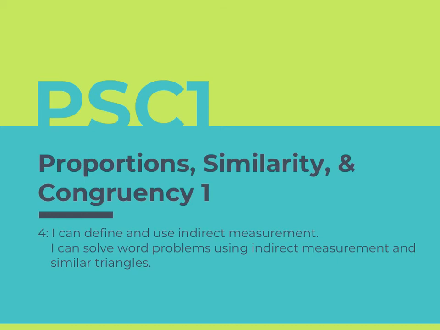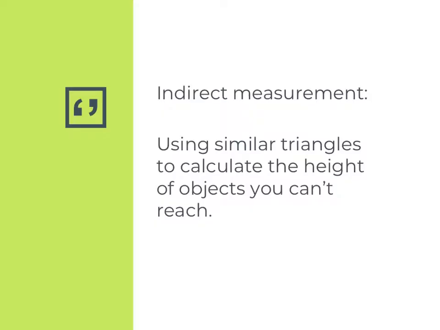PSC1-4 covers indirect measurement in word problems. So indirect measurement is when you are using similar triangles to calculate the height of objects you can't reach. So rather than measuring the height of the building, I'm going to measure the shadow of the building and my height and my shadow. Okay, that kind of scenario.